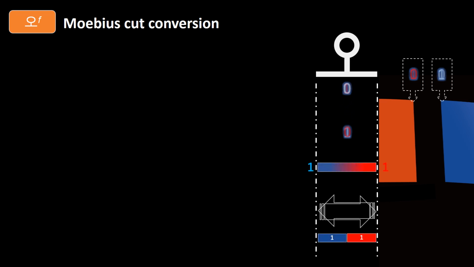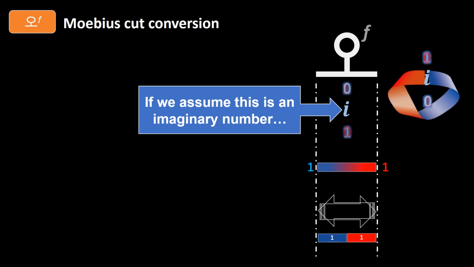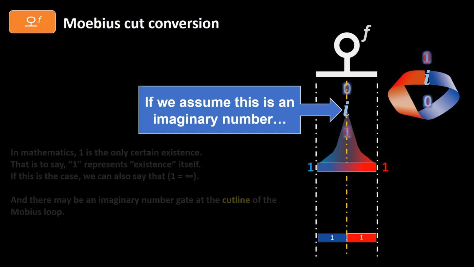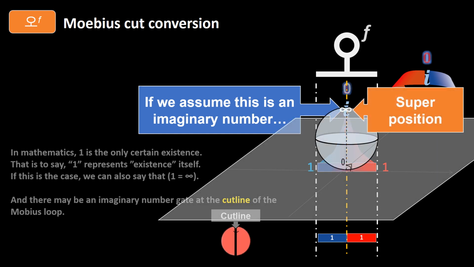Zeros and ones are superimposed on the vertical axis with alternating positive and negative polarities, so that they are orthogonal to the positive and negative horizontal vectors at the center. If we assume this is an imaginary number, in mathematics, 1 is the only certain existence. That is to say, 1 represents existence itself. If this is the case, we can also say that, as 1 and infinity gradually overlap, there may be an imaginary number gate at the coupling of the Mobius loop.